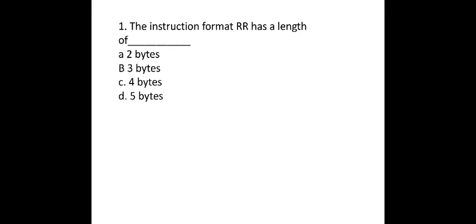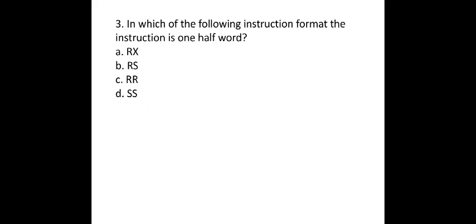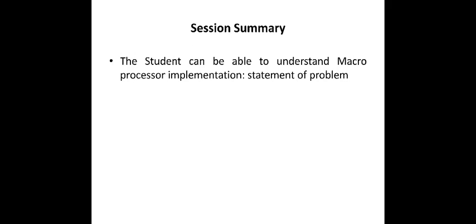So now let's have some general MCQs about our macros. The first one: what is the instruction length of the instruction format RR, whether it is 2, 3, 4 or 5 bytes? The answer is 2 bytes. Second, in which of the following instruction formats is the instruction 3 half words, whether it is RX, RS, SI or SS? The answer is D, that is SS. And the third one: in which of the following instruction formats is the instruction 1 half word? The answer is RR.